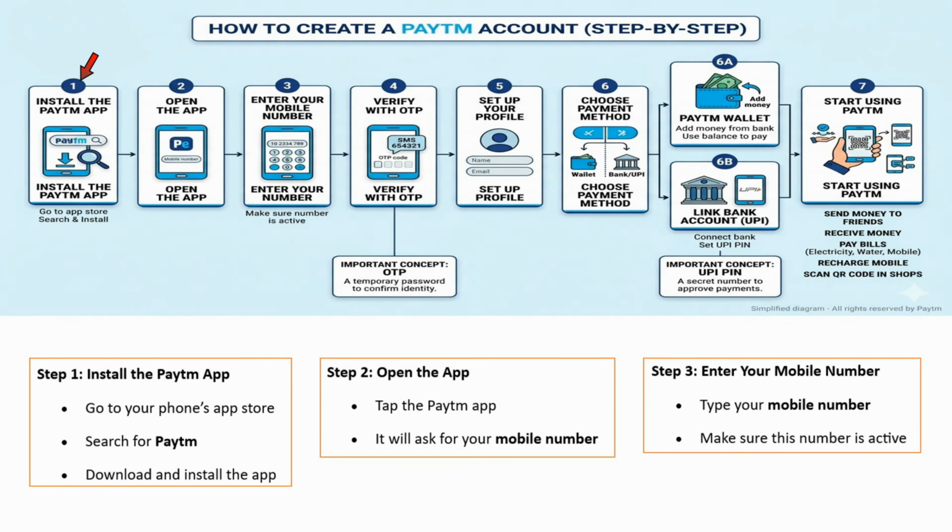Step 1. Install the Paytm app. Go to your phone's app store, search for Paytm, download and install the app. Step 2. Open the app. Tap the Paytm app. It will ask for your mobile number. Step 3. Enter your mobile number. Type your mobile number and make sure this number is active.